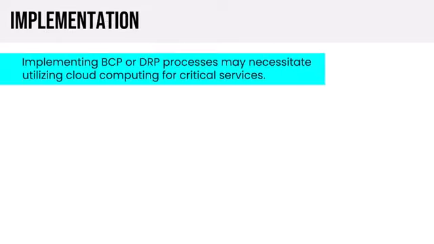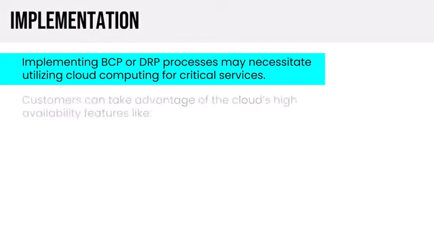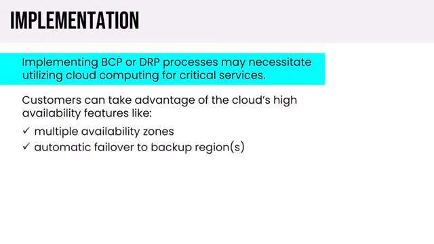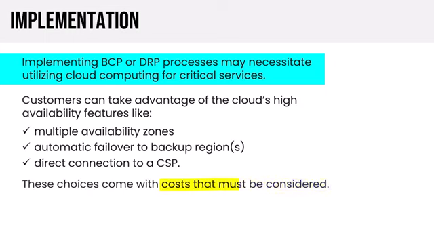And just a couple of notes on plan implementation. So implementing business continuity or disaster recovery processes may necessitate utilizing cloud computing for critical services. So customers can take advantage of the cloud's high availability features like multiple availability zones, automatic failover to backup regions, direct connection to a cloud service provider. And most of these choices come with costs that have to be considered.